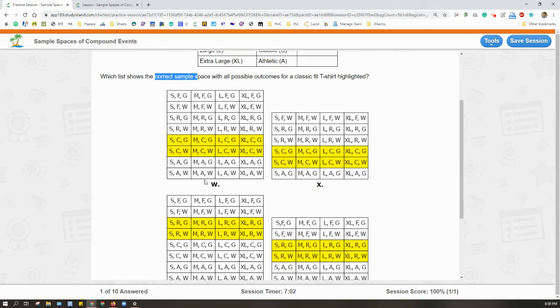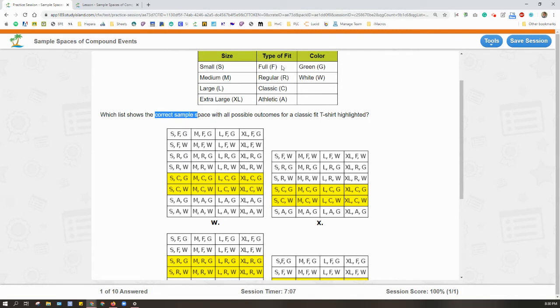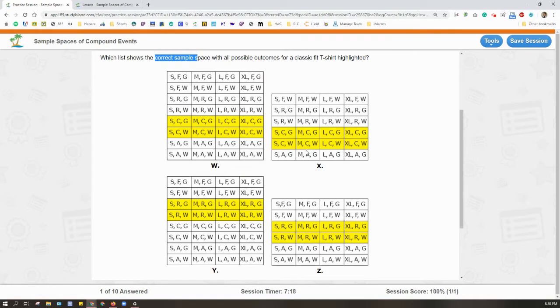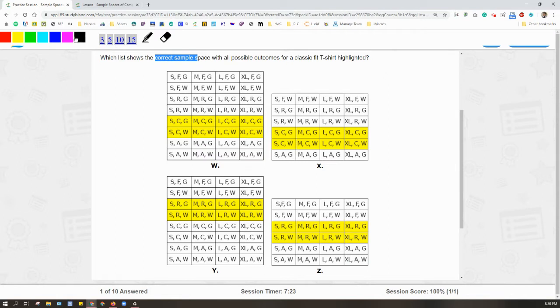Take a look at W again. You've got 8 options for full fit, 8 options for regular fit, 8 options for classic fit, and 8 options for athletic fit. If you go ahead and look at X, we don't have all of those options. All the options for X, well, we have 8 regular, and I'll go ahead and draw so you can see here. Let me highlight all 8 that are going to be each of the different colors. Full fit, that is these 8. Those are all the full fit.